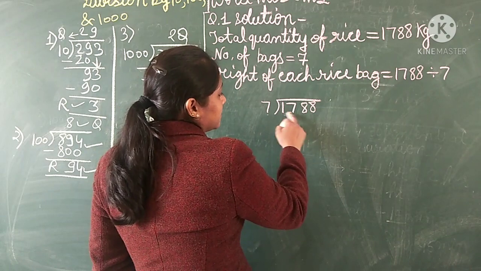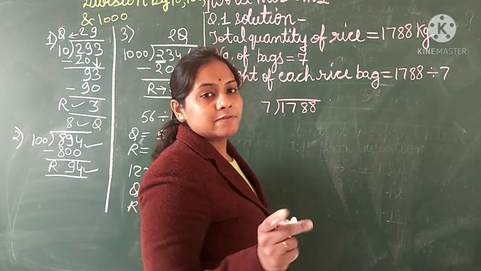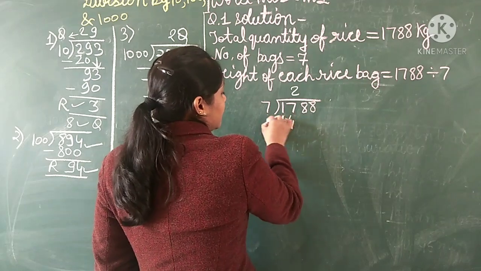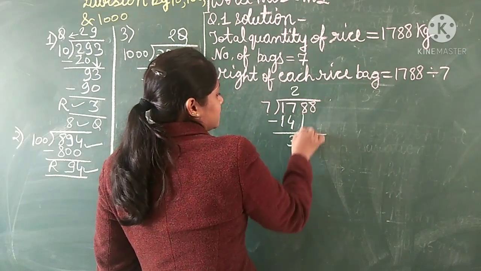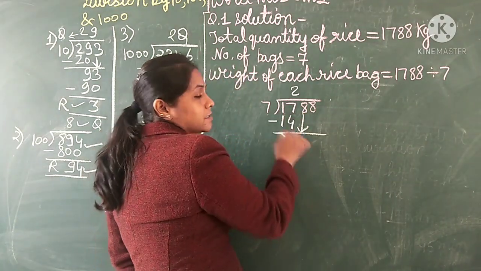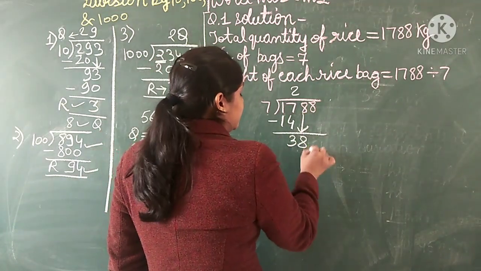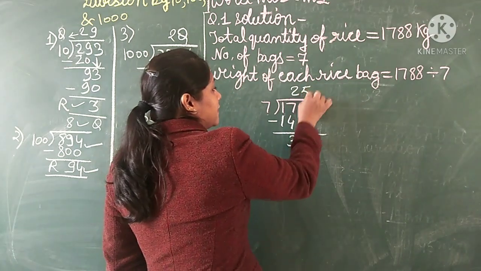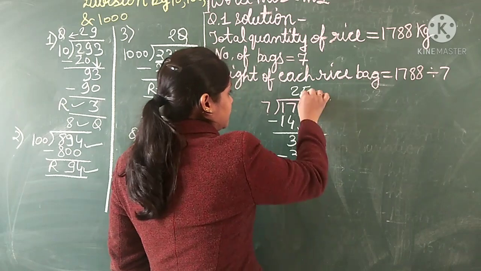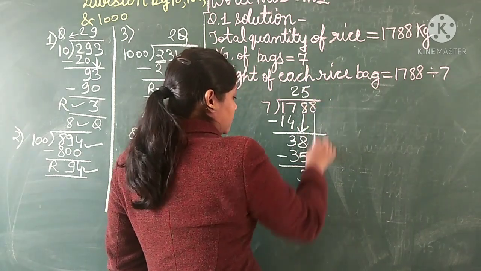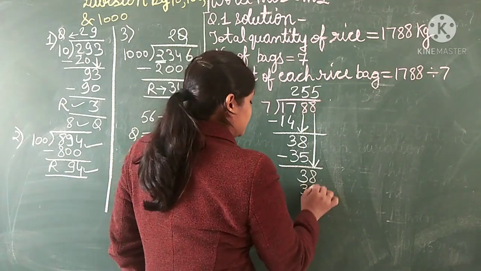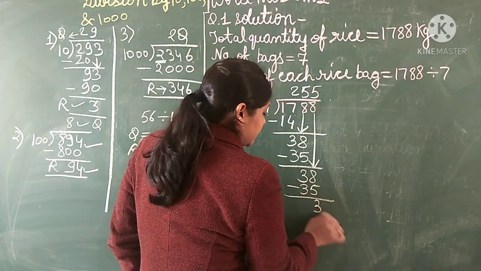Now 70 doesn't come in the table of 7. 7 ones are 7, 7 twos are 14. So we have to take 7 twos, 14. We subtract, we get 3 here, because 7 minus 4 is 3, and here 1 minus 1 is 0. Now 8 will come down. Now 7 fives are 35. Here we are getting 3. Now this 8 again will come down. Again 7 fives are 35. So we get 3 here.